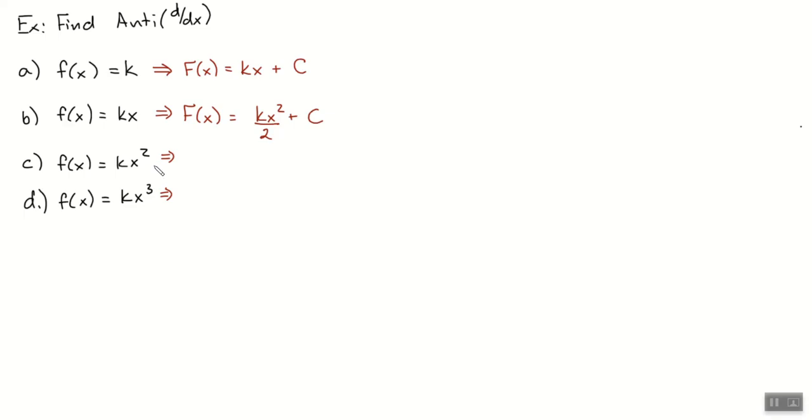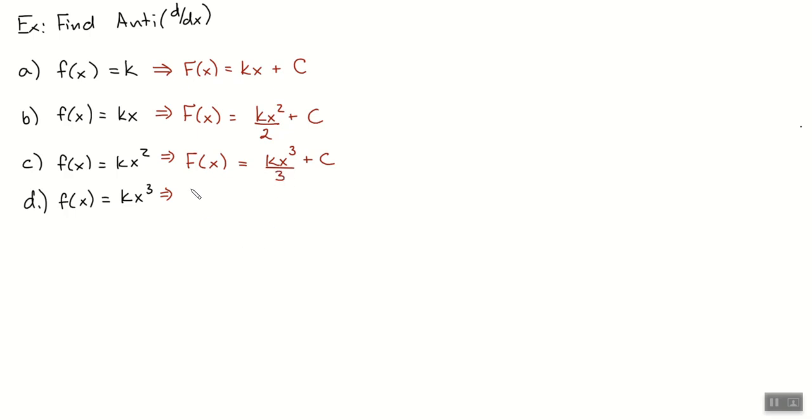Whose derivative is x squared? X cubed, right? But the same thing is going to happen here again. If we just say it's kx cubed plus c, that would give me 3kx squared. But I don't want it to be 3. I just want it to be k. So if it's multiplying by 3, if we do the derivative, how do I undo that? Divide by 3.